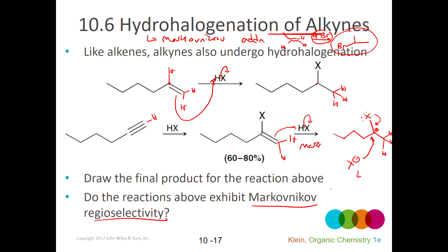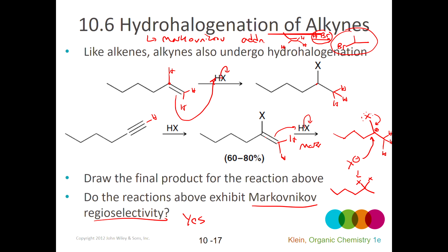So that's going to give me a structure that looks like this, with 2 X's on the same carbon. 2 bromides or chlorides there. So I can do the Markovnikov addition, and then if I use excess of the HBr or HCl, I can do another Markovnikov addition and get a dihalide there.